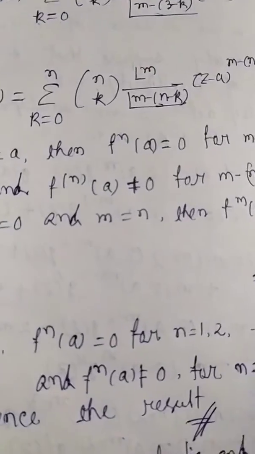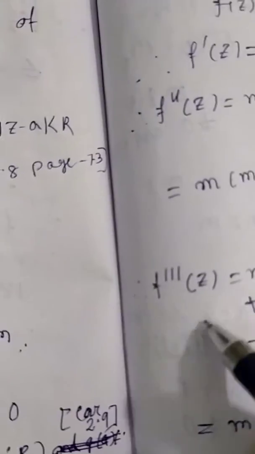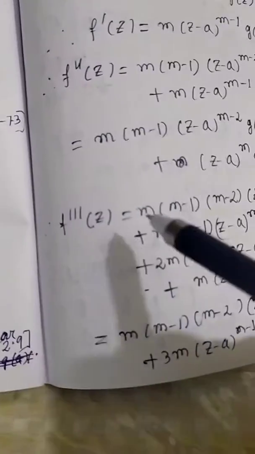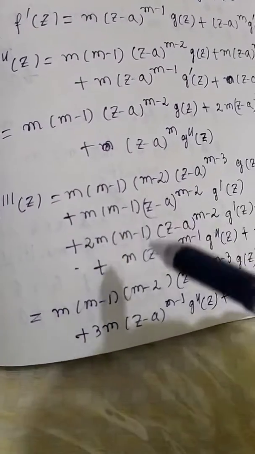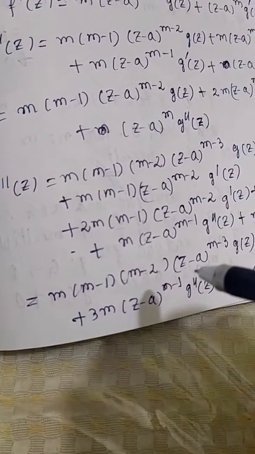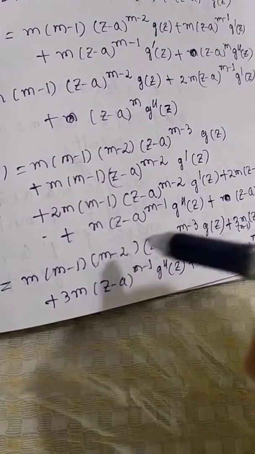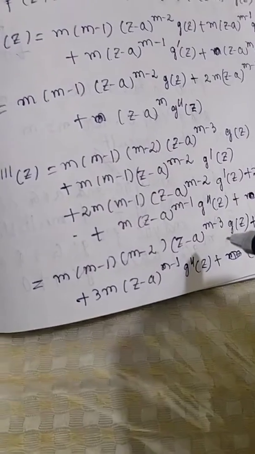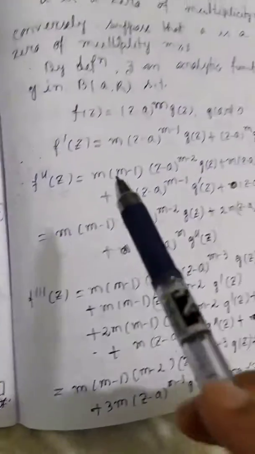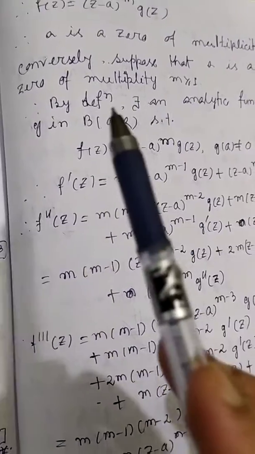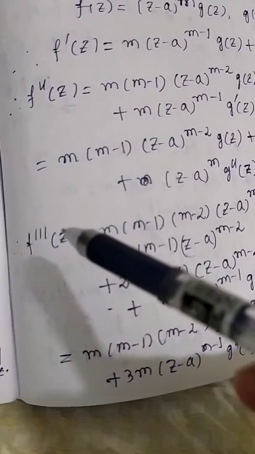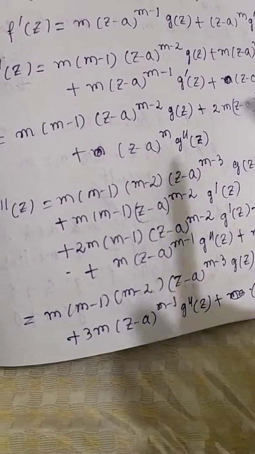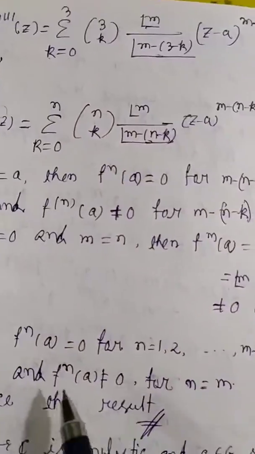So for convenience, you can check for m equal to 3. If I consider m equal to 3, the third derivative, then this term does not contain z minus a. Therefore this is not equal to 0. Suppose a is a zero of multiplicity 3, then you can observe this in the third derivative. This term is not equal to 0 in this case, so this will give the required result.